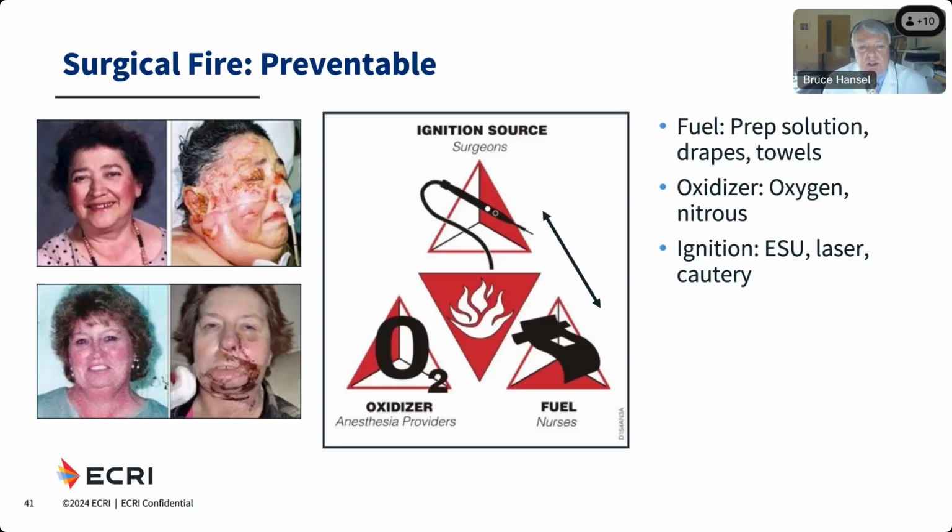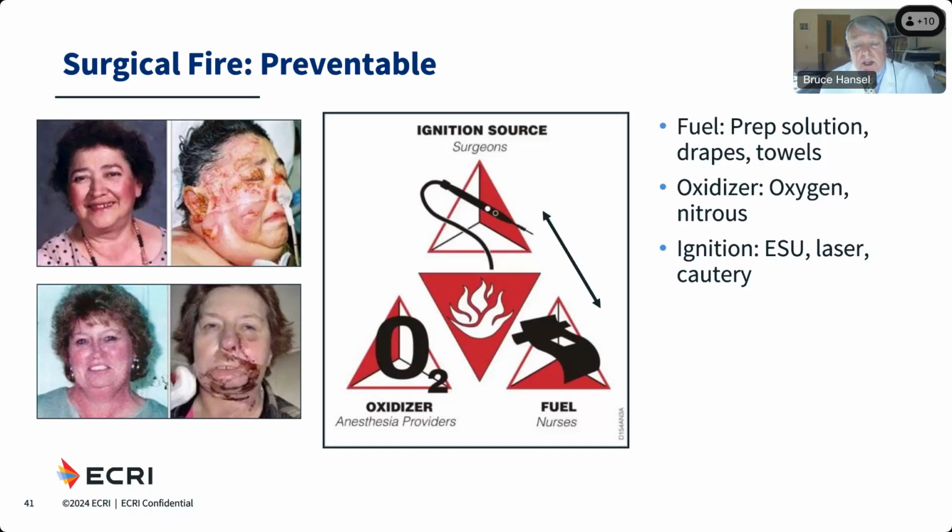But there are three main things, which we've come to call the fire triangle, that are necessary to have a fire. You have to have a fuel, and in these cases, usually prep solutions, alcohol-based ones. Drapes and towels are among those things that can get ignited, and once those get ignited, they can spread to an oxygen mask. So you can see in these cases what happens is the mask gets ignited. Once it melts, then it begins to adhere to the skin. So that also becomes a fuel.